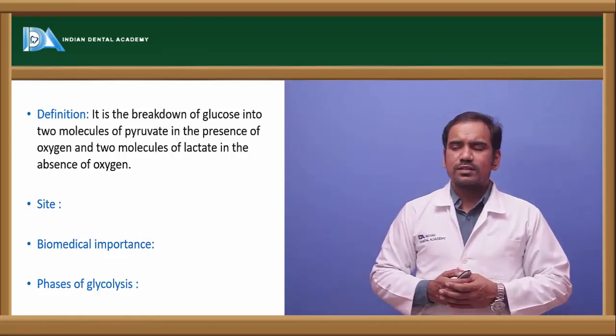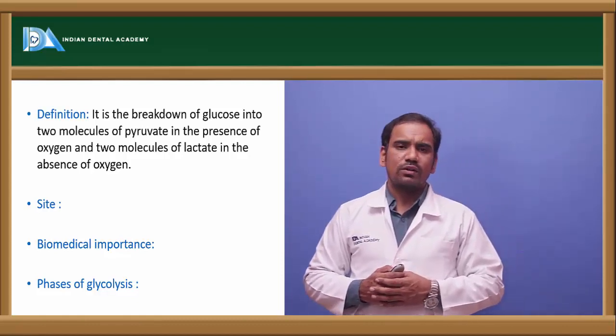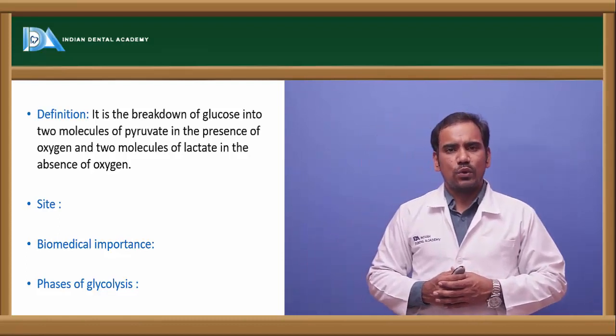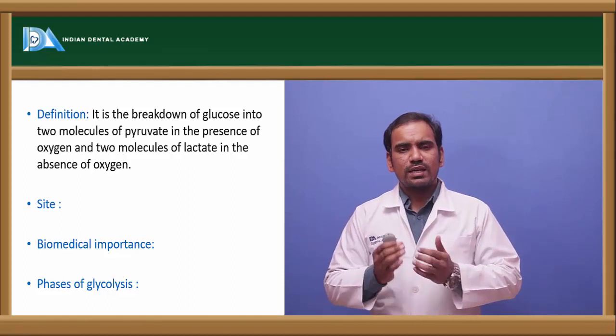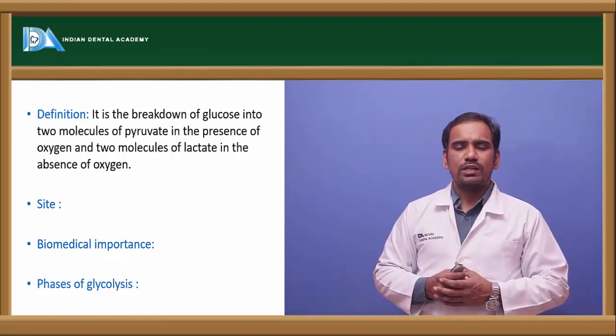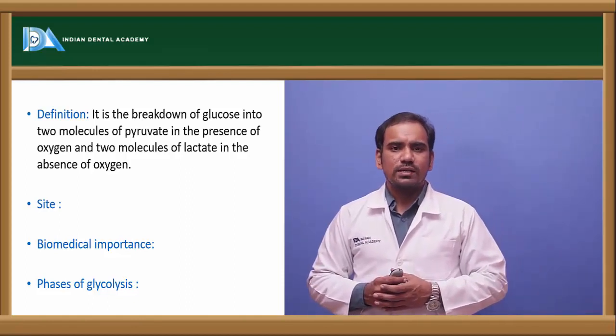Coming to its site, where this glycolysis occurs. Glycolysis occurs in the cytosol. Right? Only the cytosol has the enzymes concerned with glycolysis, and that's why glycolysis occurs in the cytosol.